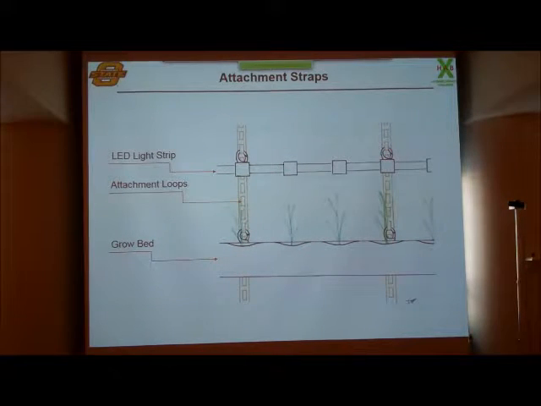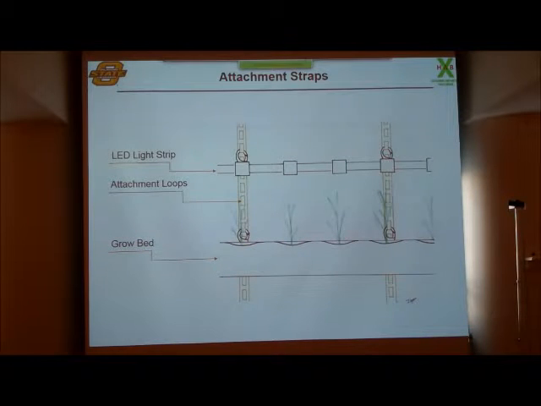The other thing is, if some accident occurs and there's damage to one of the systems, they can be easily replaced. Also, if there needs to be access to the systems, such as piping or pump systems or anything that happens behind these grow beds, the grow beds can be unhooked and you can have full access to those systems.